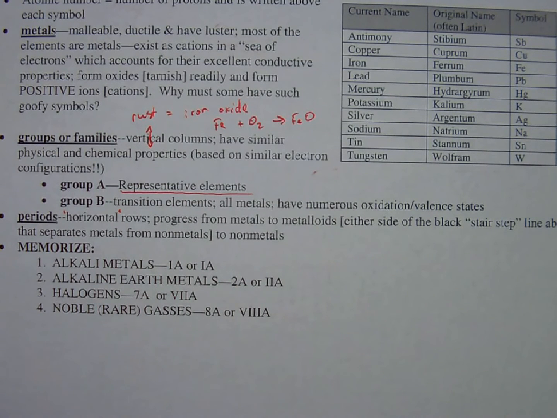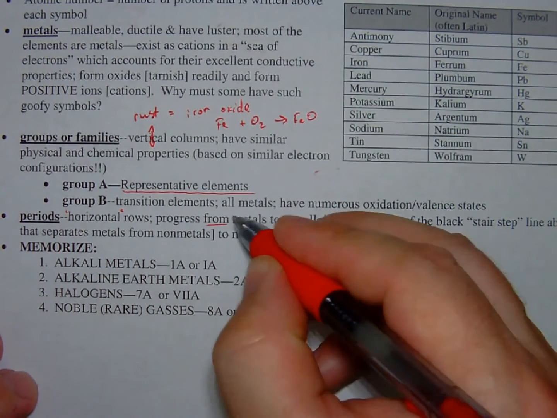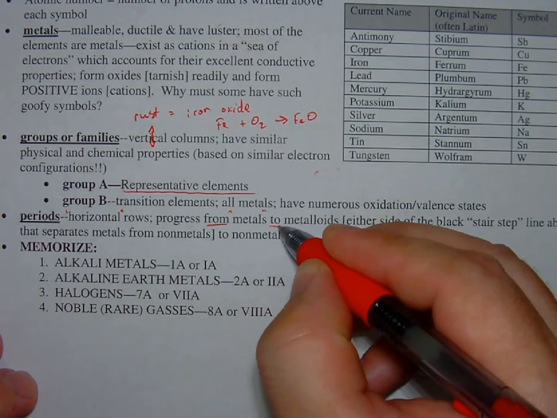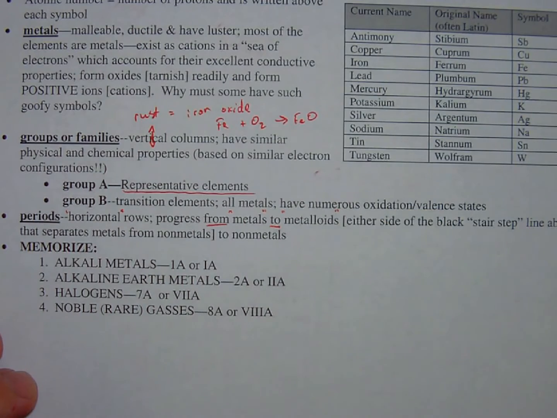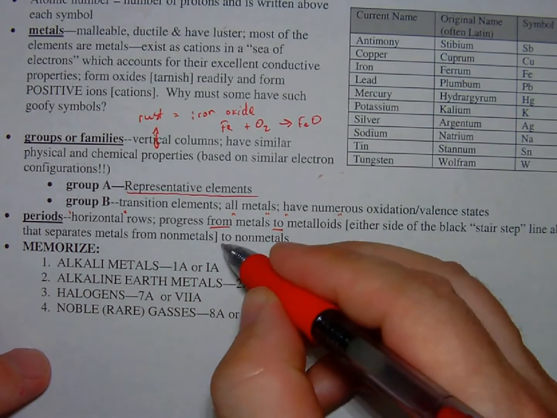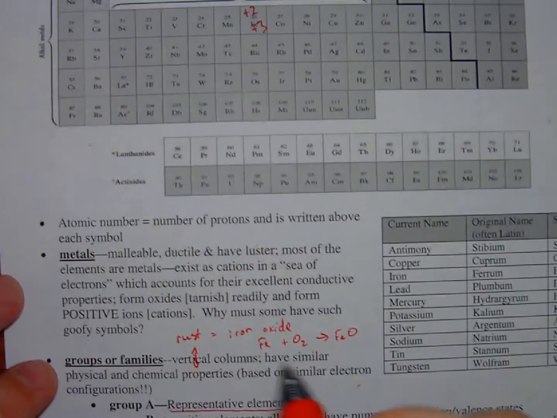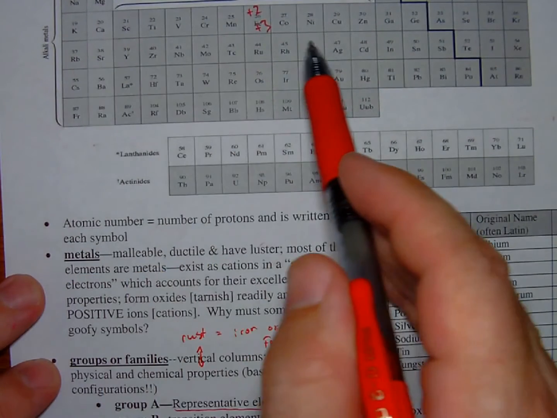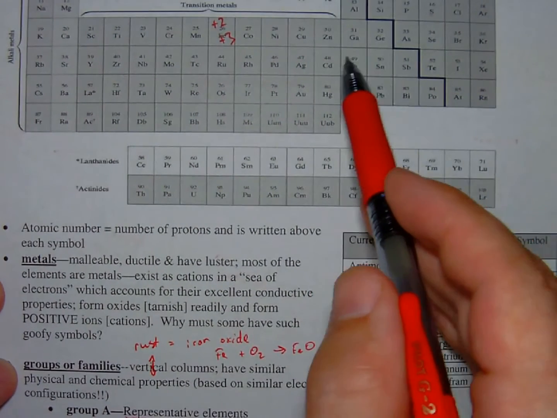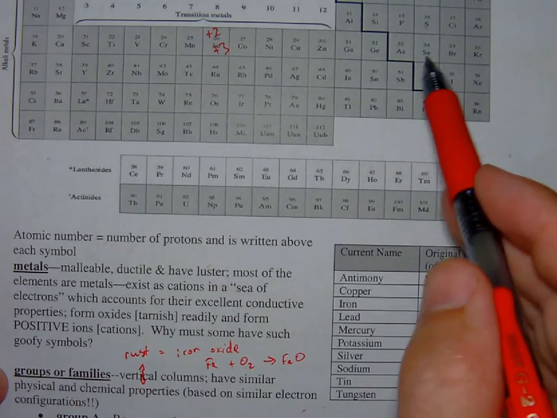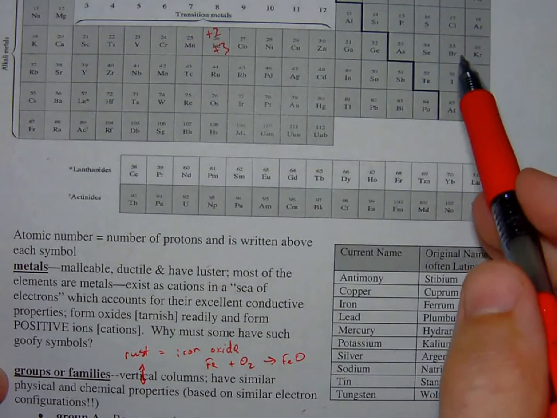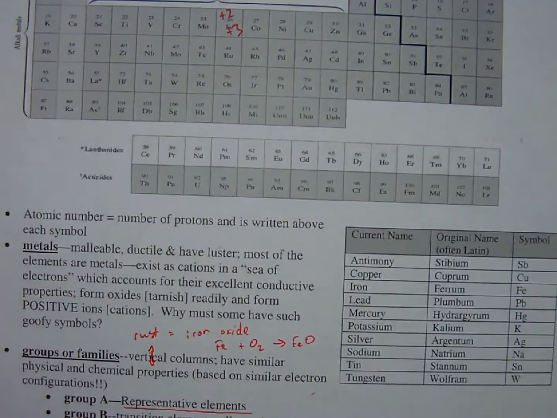So periods, because they go horizontally, starting on the left, going to the right, will progress from metals to metalloids, and then they will get all the way to nonmetals, right? So we have metals transitioning into metalloids, and then nonmetals, going left to right.